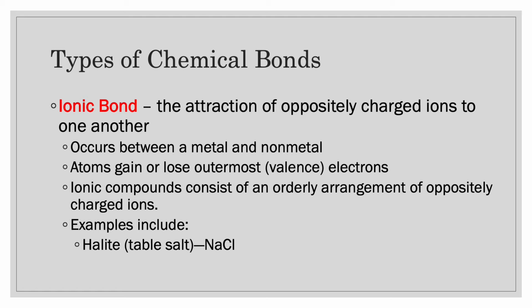The first type of bond that I'd like to discuss are ionic bonds, and these bonds are caused by the attraction of oppositely charged ions to one another. Ionic bonds usually occur between metals and nonmetals. This is because metals have a positive charge and nonmetals have a negative charge, and they want to bond to one another to try to achieve a neutral charge, or to fill their outer shell in the electron cloud with valence electrons.